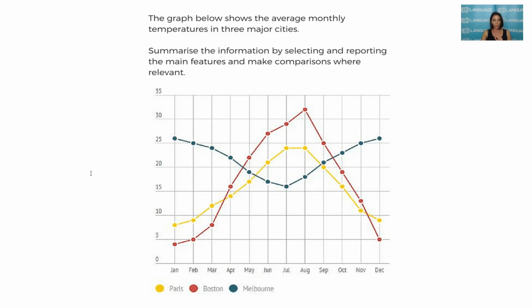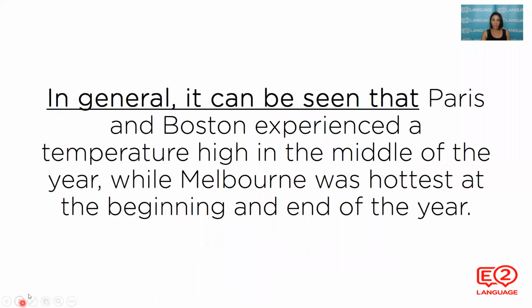And also another point, in your summary, you've already mentioned the data, the statistics, the percentages in your detailed overview, your third paragraph. The summary doesn't have any data. The summary just says, very simply, makes a comparison of what happened. Boston and Paris had the highest temperature in the middle of the year. Melbourne had the highest temperature at the beginning and end. The summary is just a general overview. All of the details are in part 3.